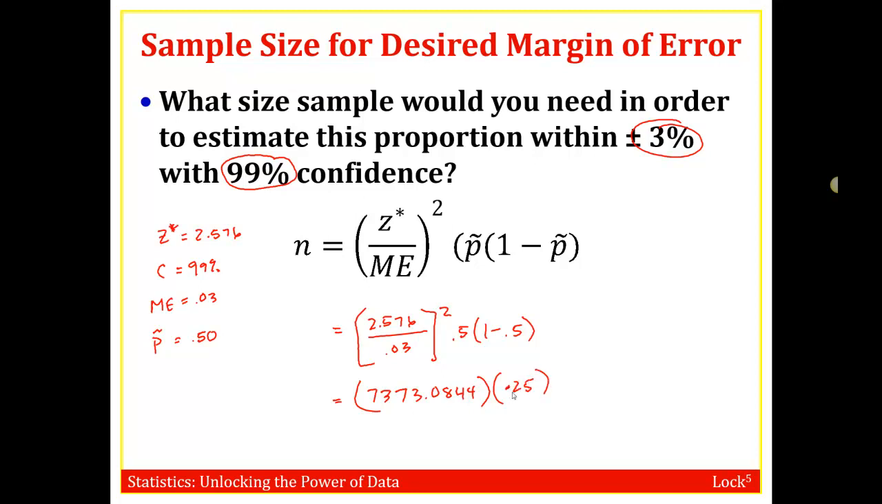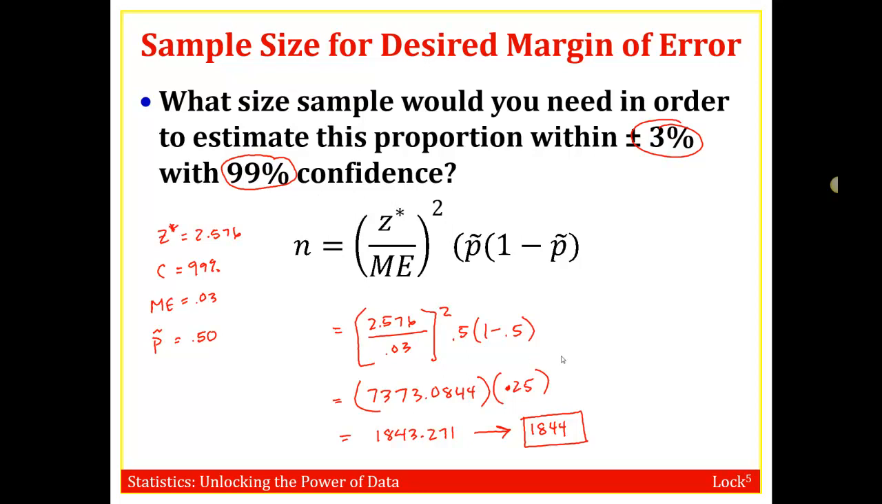There's a point. Kind of a little high in the air there for a point, but you get the idea. So I multiply those two numbers together, and I end up with 1843.271. And again, we always, always, always round up, so that really means that I need 1,844 people in my sample if I want to have a margin of error of 3% at 99% confident.